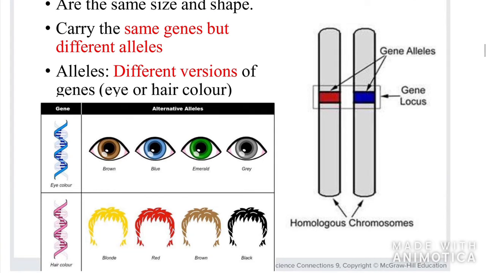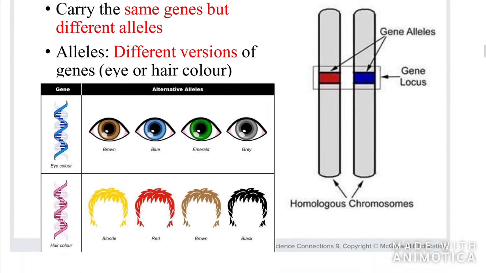So some of these are like eye color. You may have an allele for brown, blue, emerald, or gray eyes. Hair color, blonde, red, brown, and black. So this is why your parents may be blonde and brown hair, and you end up only being blonde. Even though you may have a blonde and a brown hair gene, one may show up more than the other, and we'll get into that in the next set of notes.